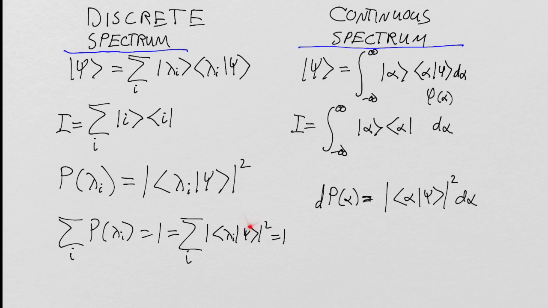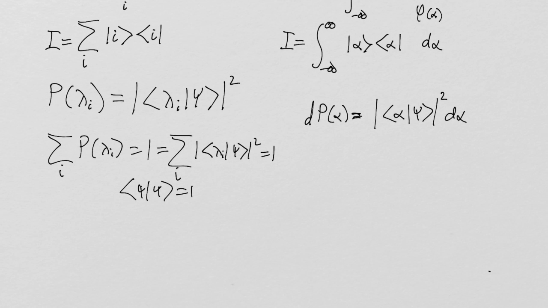This forces all the states to be normalized in such a way that their inner product with themselves is equal to 1. That's really important, or some equivalent to 1. Now, over here, given that, what's the equivalent on the continuous spectrum side?